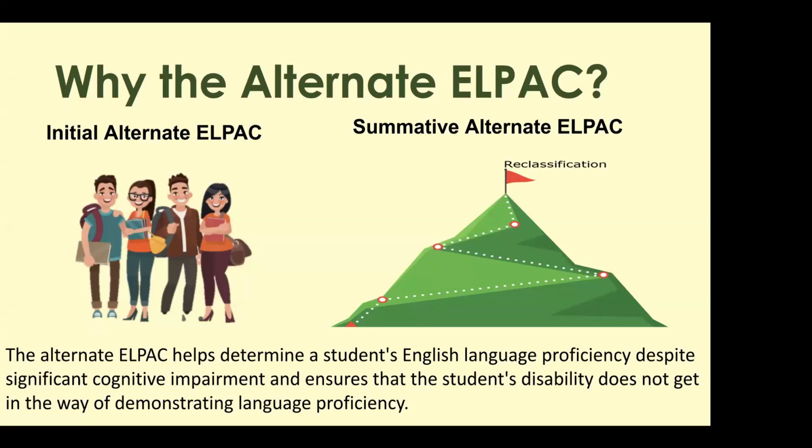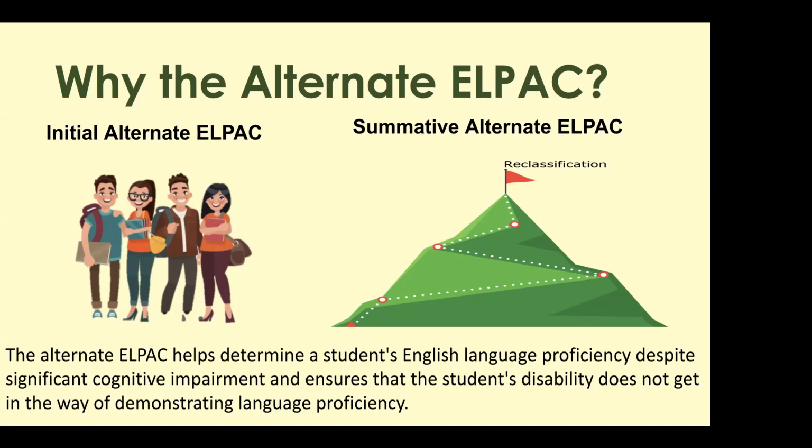The summative alternate ELPAC will provide information on the annual progress of the English learners towards English proficiency and will support decisions for students to be reclassified as fluent English proficient, also referred to as RFEP, or to continue to provide services. The alternate ELPAC determines a student's English language proficiency despite significant cognitive impairment and ensures that the student's disability does not get in the way of demonstrating language proficiency.